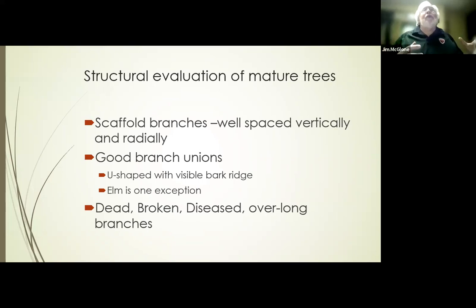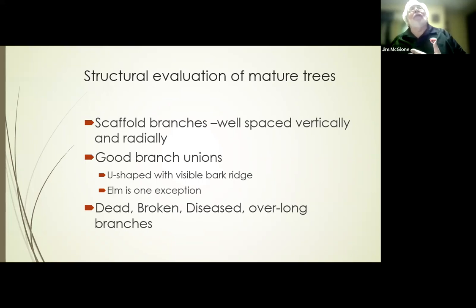There are some species like elms and lindens that, for whatever reason, can survive having really tight branch unions and even having included bark in them. That's the way they grow. The other thing you want to look for are dead or broken or diseased or overlong branches.